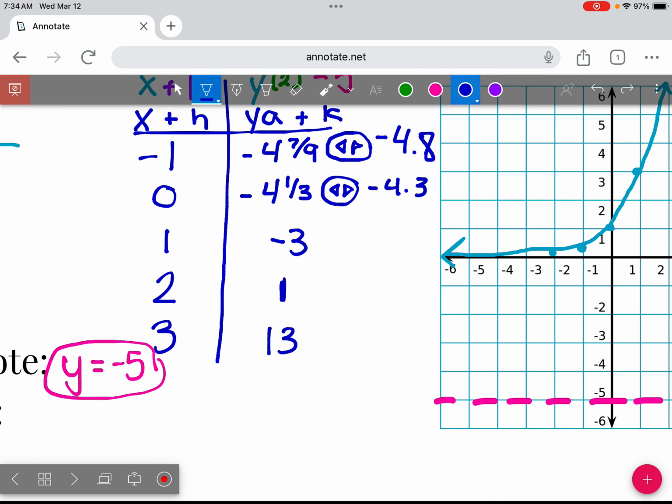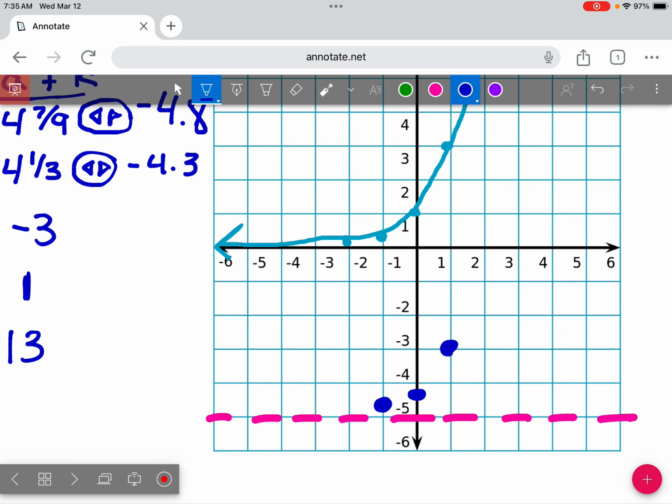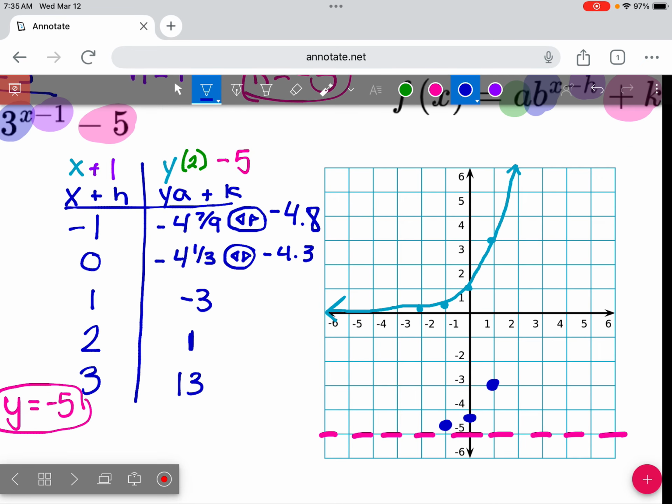So then we're going to plot up our points. Our -1, -4.8-ish. 0, -4 and a third. 1, -3. 2, 1, and 3, way off the graph. And we can see here, we still get that classic exponential swoop. We've still got our wall that we cannot cross. We get a graph that looks kind of like that.